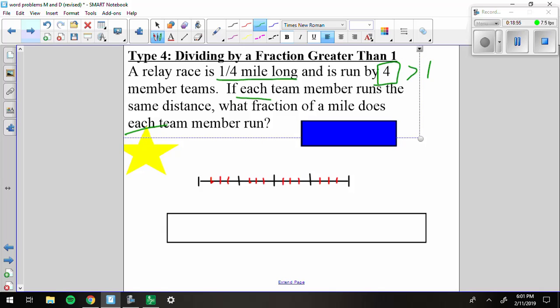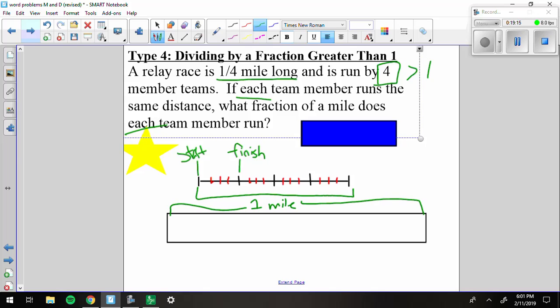And you can do this 2 different ways. If here is the start and finish, because if this all is 1 mile, the race is only 1/4 of a mile, so it's start and finish. So if it's broken down into 4 parts for each member, 1 for each member, each one of these would be 1/16 of a mile.